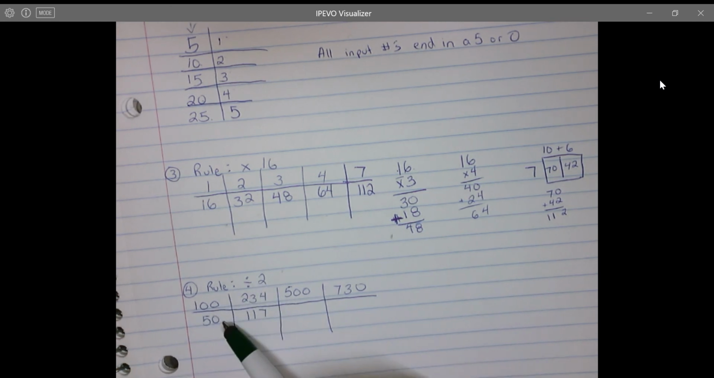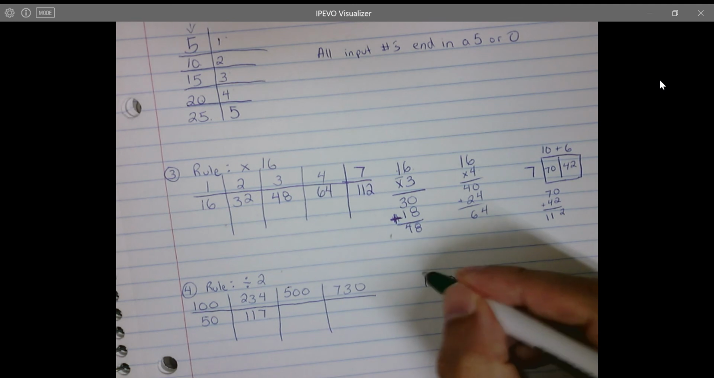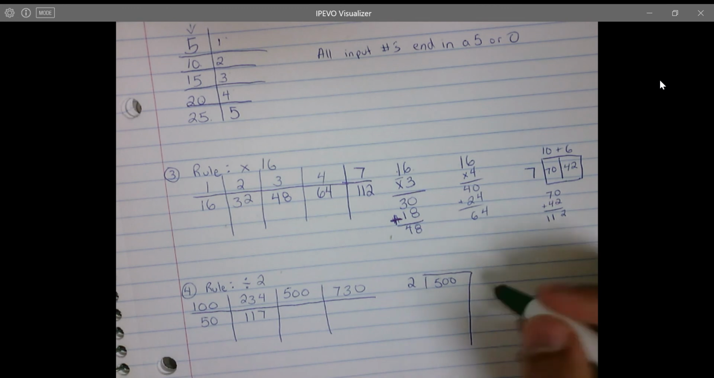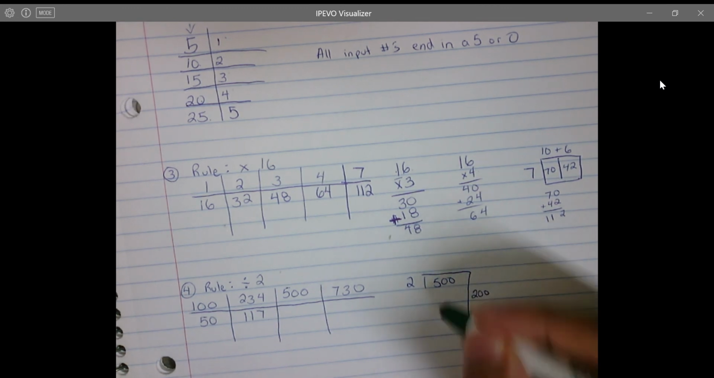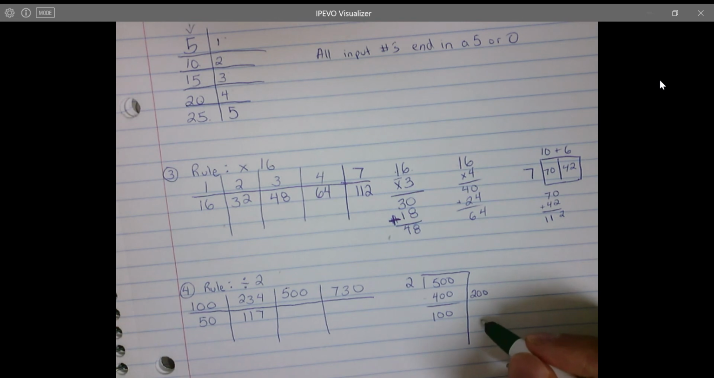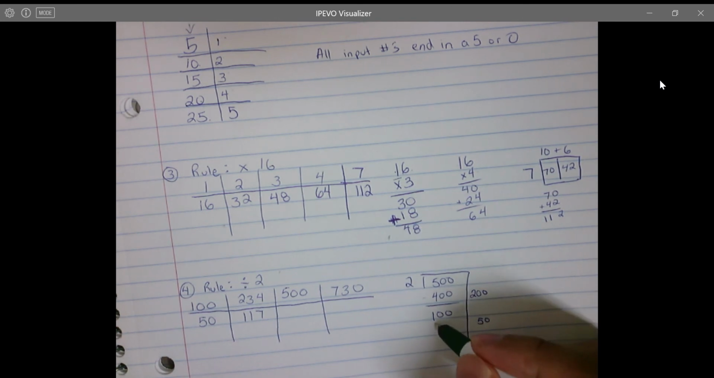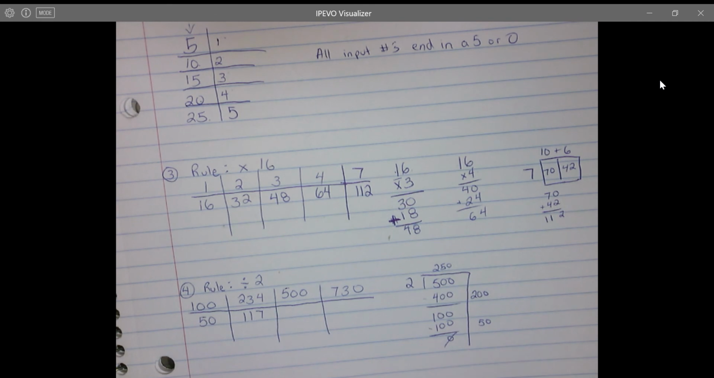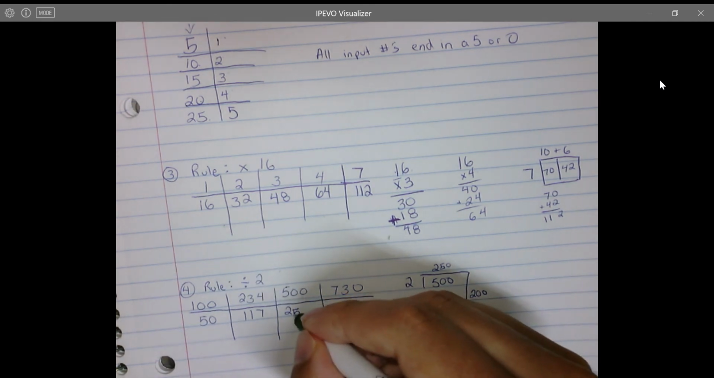100 divided by 2 is 50. 234 divided by 2 is 117. So I'm going to do 500 divided by 2. Doing this out on the side, doing my partial quotients. I know 2 multiplied by 200 would get me 400. That would leave me with 100 left over. And then 2 multiplied by 50 would get me 100, and I'm left with nothing. So 200 plus 50 is 250. If you need to use that cheat sheet over on the side that we talked about this year, you could do that too. So 250.